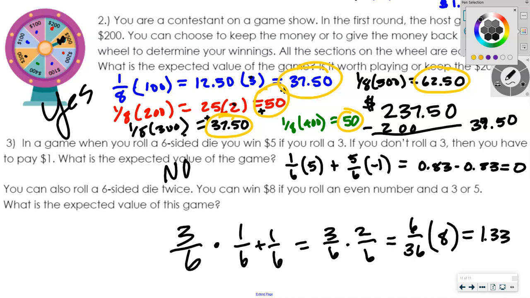So you can win $8, but it doesn't say how much you paid. So the real question is, if you paid anything less than $1.33, then I would say yep. So if you paid less than $1.33 for the ticket, then the answer is yes, I'm in. Got it? Okay.